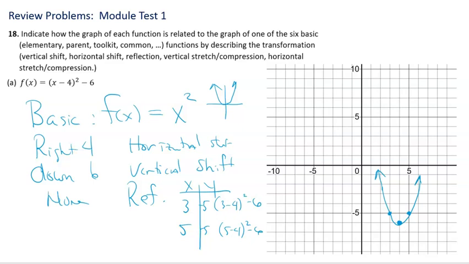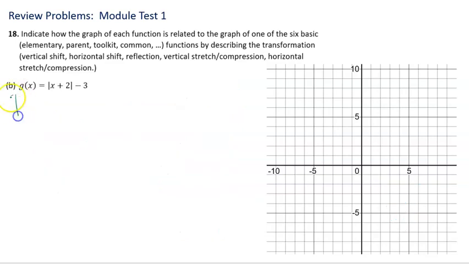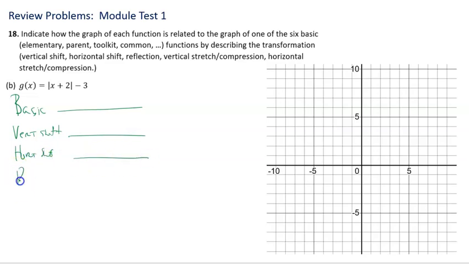Let's try another one. Okay, so on the test, I might ask you, what is the basic function? And then I might ask you, what is the vertical shift? And then I might ask you, what is the horizontal shift? And then I might ask you, what is the reflection? And then, is there a stretch or compression in the vertical direction? And then, is there a stretch or compression in the horizontal direction? And you've got notes that cover this. Okay, so I might ask you all of these things.